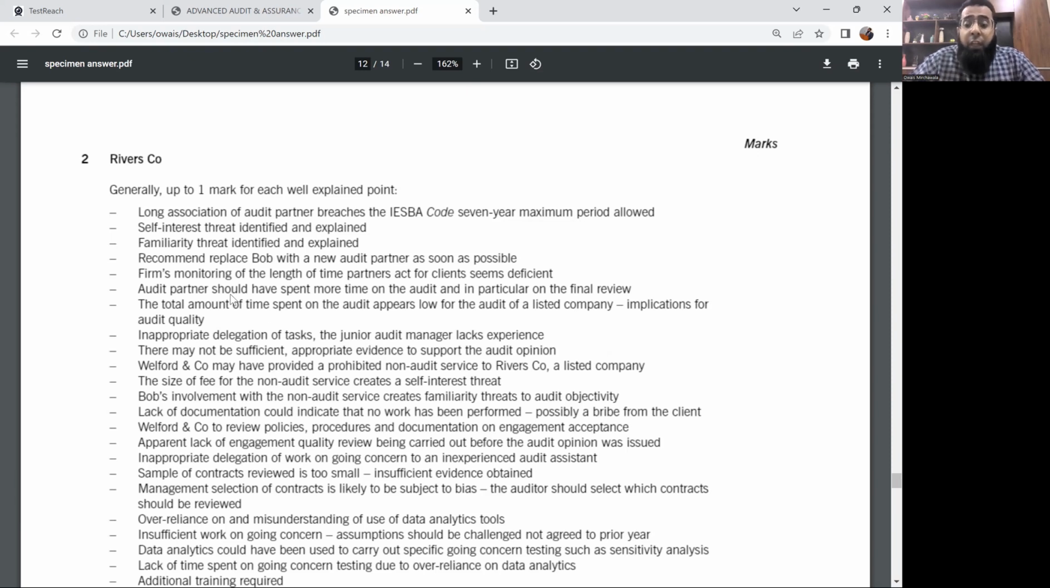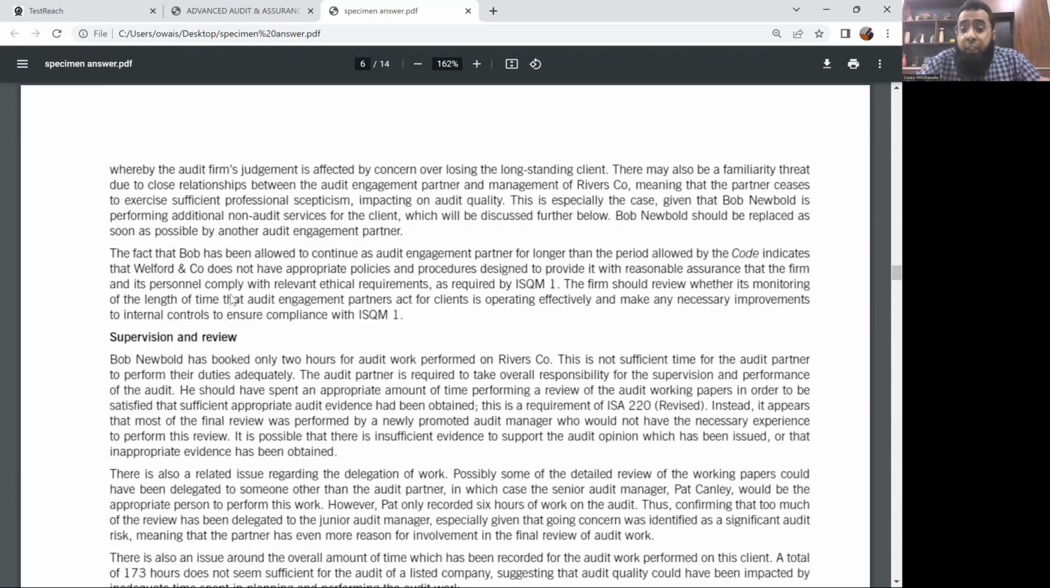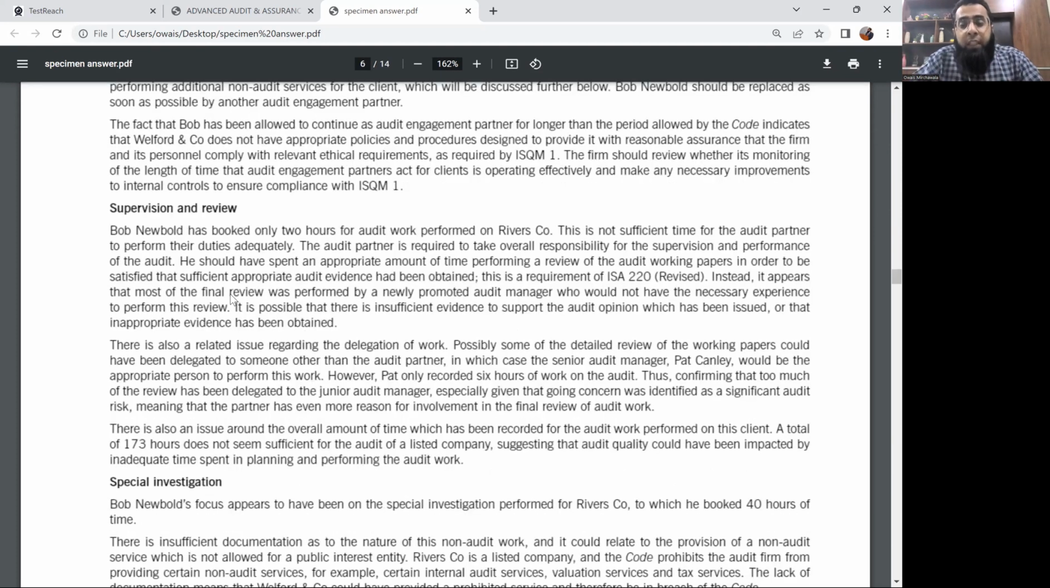Okay. If we look at the examiner answer relating to this issue, okay, supervision and review. I will include these documents in the attachments also, so you can run through the documents easily. Supervision and review. Bob Newbold has only booked 2 hours for audit work performed. This is not sufficient time for the audit partner to perform their duties adequately. The audit partner is required to take overall responsibility for supervision and the performance of the audit.